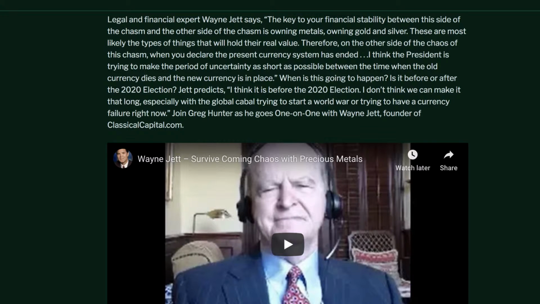Therefore, on the other side of the chaos of this chasm, when you declare the present currency system has ended, I think the president is trying to make the period of uncertainty as short as possible between the time when the old currency dies and the new currency is in place." End quotes. When is this going to happen? Is it before or after the 2020 election? Jett predicts, "I think it is before the 2020 election. I don't think we can make it that long, especially with the global cabal trying to start a world war or trying to have a currency failure right now."